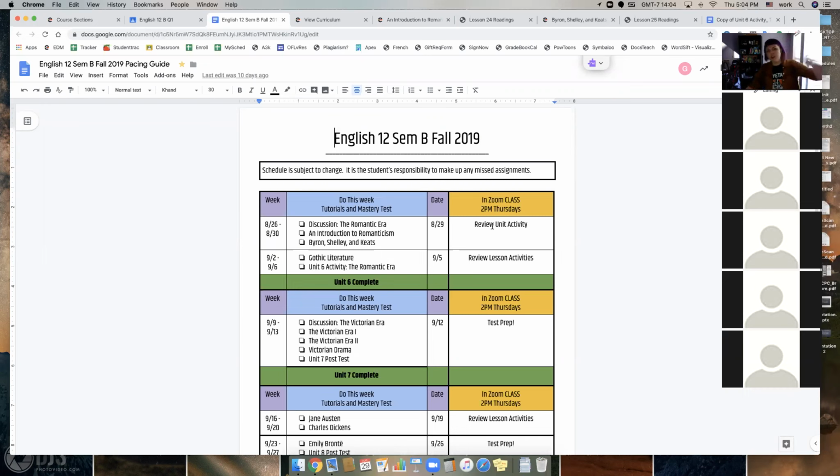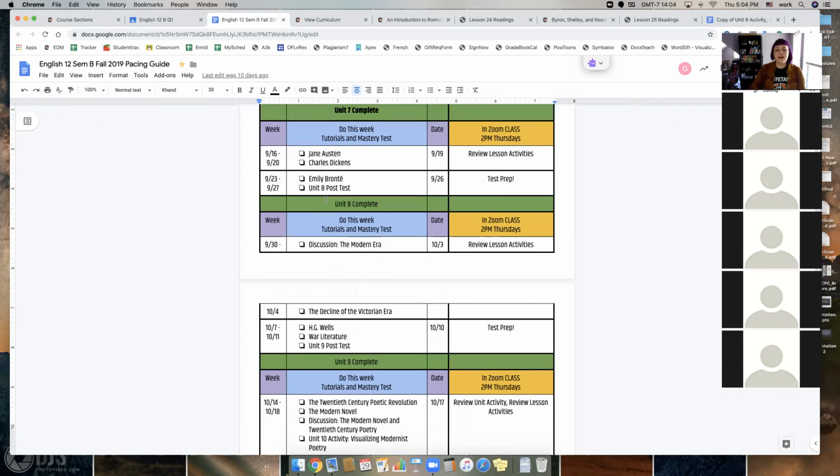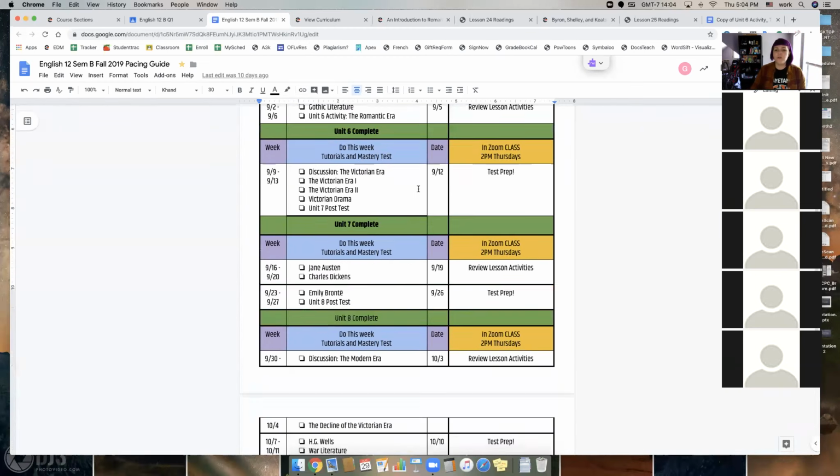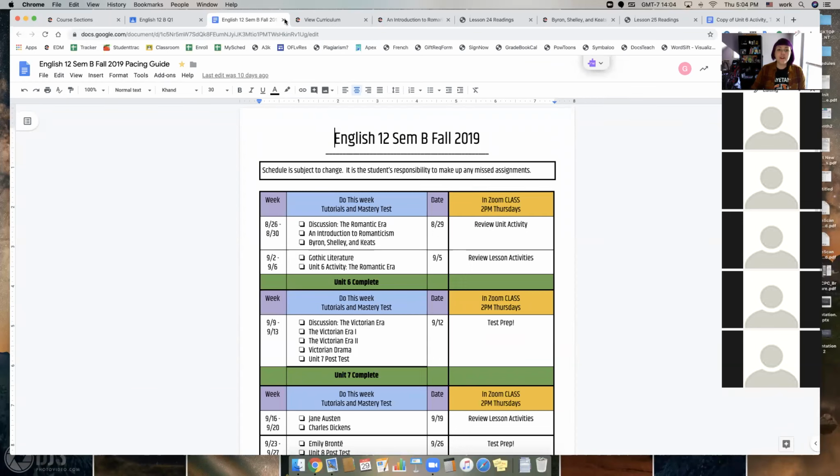We are going to talk about the unit activity today, even though that won't really be a focus until next week. Next week, you should complete it so you can get this unit done by then. And then we'll go over that last tutorial. But today we're going to talk about the introduction to Romanticism and then Byron, Shelley and Keats. That's the pacing guide. If you look at it, we're done in 8 weeks. Hopefully you have no problems keeping up, but please ask for help if you need it.